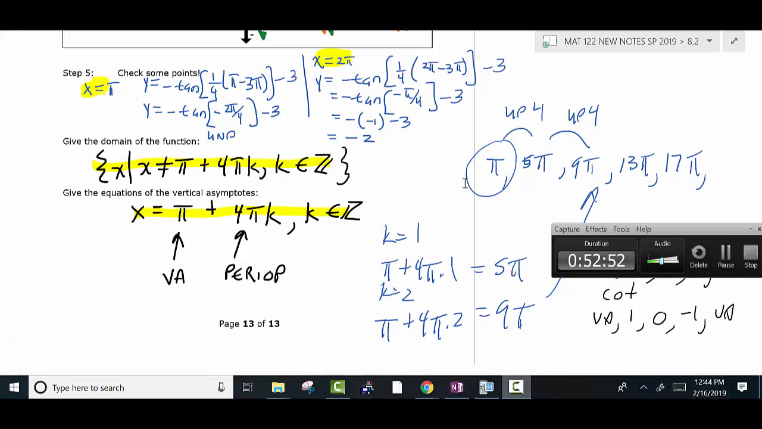All right, so that will wrap this section up. There's nothing else. It's all about graphing tangent, cotangent, secant, and cosecant. Hopefully this helps you to get solid on how to do the graphing and to understand how the graphs of the functions work.